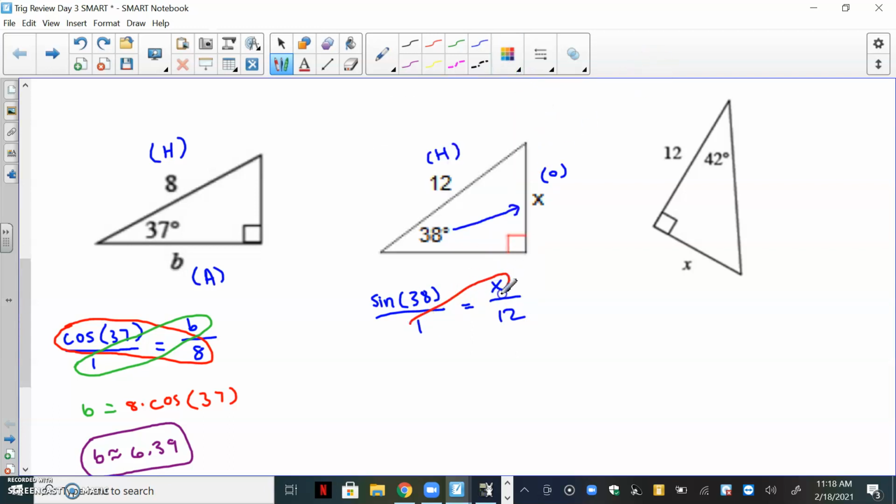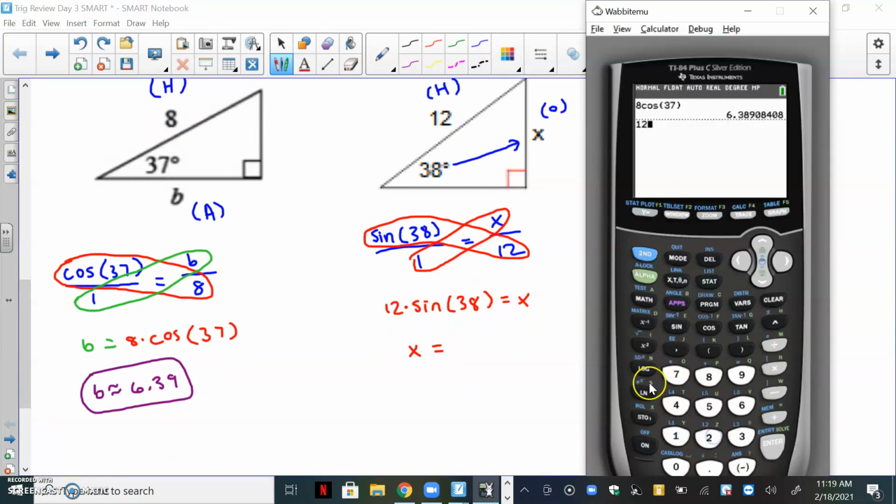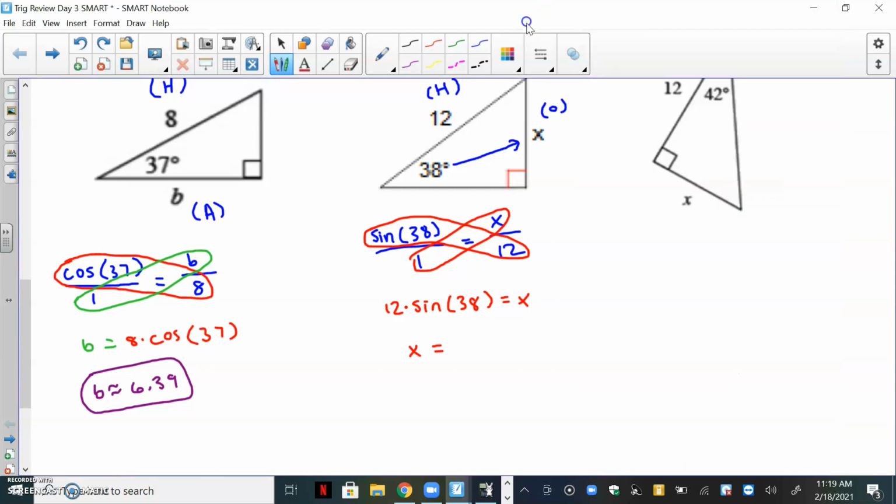So let's go ahead and do our cross multiplication thing. So we get 12 sine 38 from the first diagonal, and the second one, x times 1 just equals x. So this is where you have to type into your calculator again. We'll just calculate 12 sine 38. And we get 7.39.